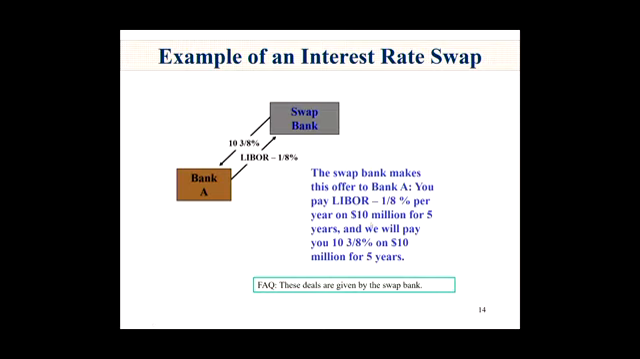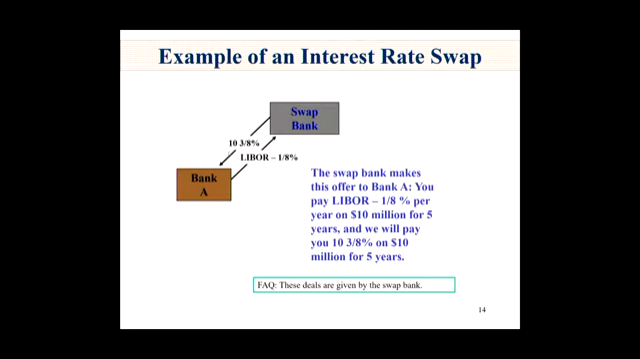So the swap bank says to Bank A, you pay LIBOR minus 1/8%, and we will pay you 10.375%. So what is happening with Bank A? They are swapping a floating rate loan for a fixed rate loan. They are going to pay the swap bank floating, and they're going to receive fixed.